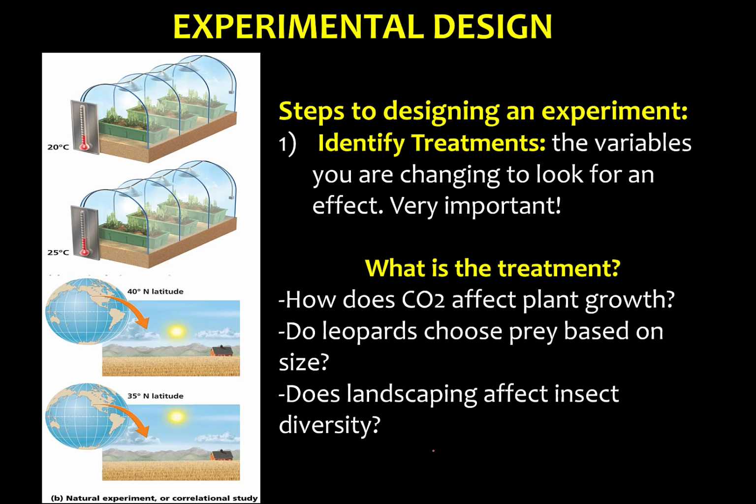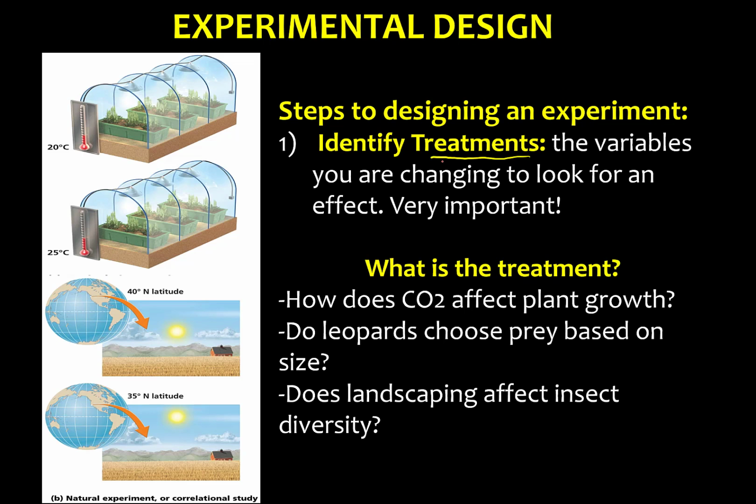Here are your steps to designing an experiment. Your first step is to identify what are called your treatments. Treatments are the variables you're changing to look for an effect, and this is really important.